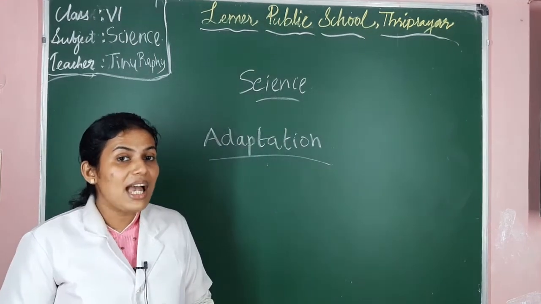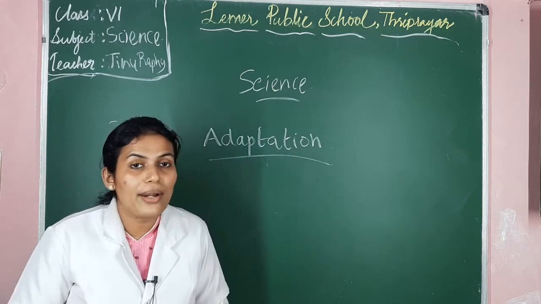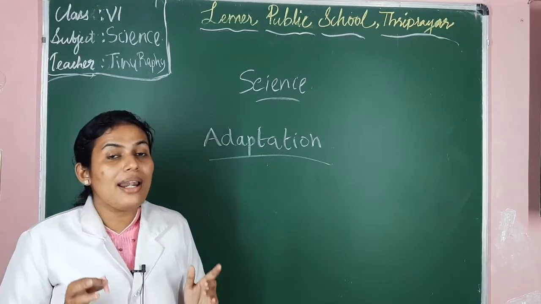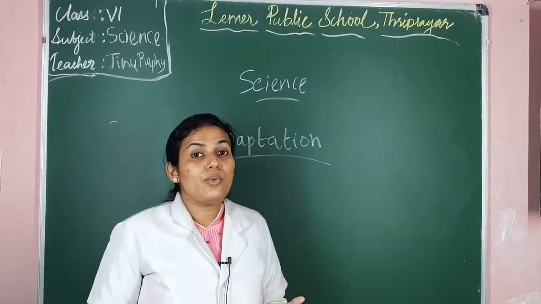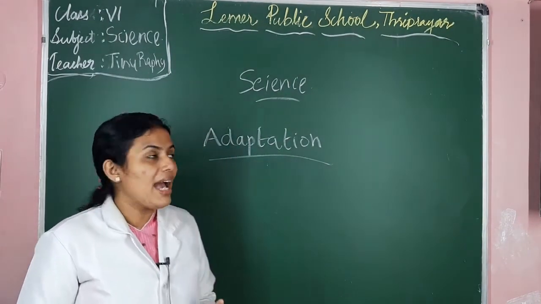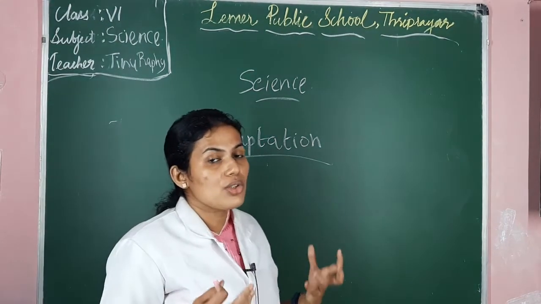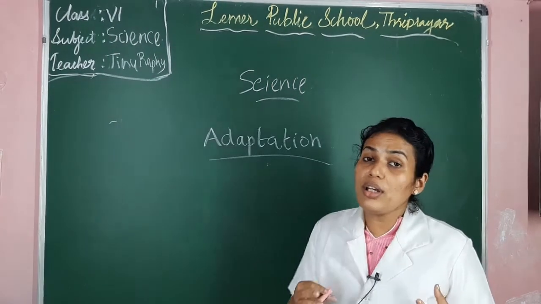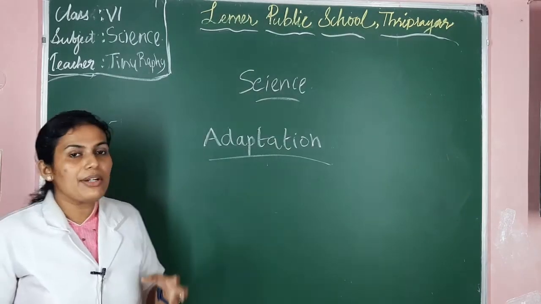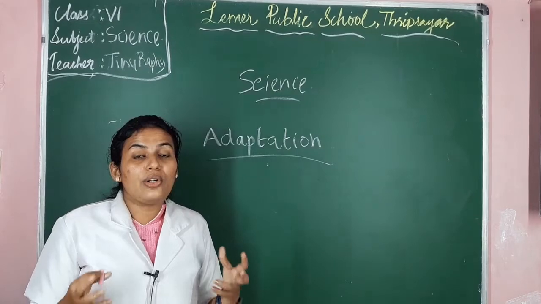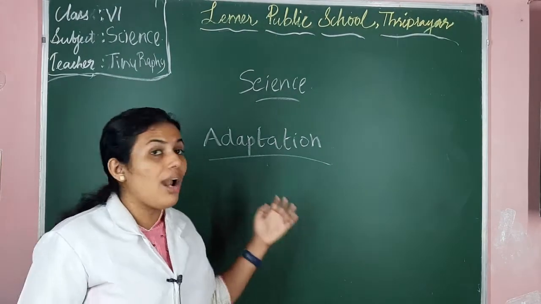Yes, habitat is the surrounding of an organism, isn't it? The place where an organism lives is called a habitat. Now, the features or the characters shown by the organism in order to grow and develop in a particular habitat is what we call adaptation. The features in order to adapt to the circumstances, what we call adaptation.